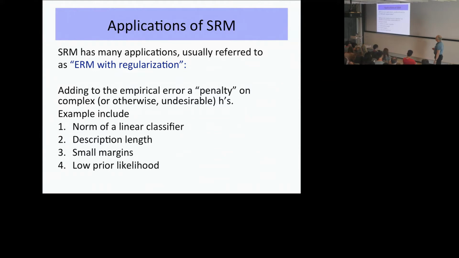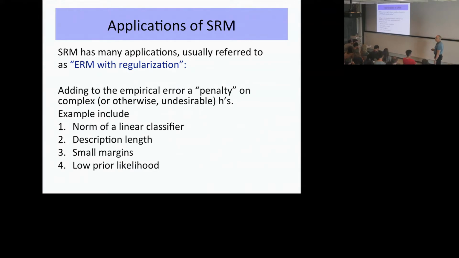And the penalty depends on how complex the H is. I can come up with different notions of complexity. I can talk about the norm of a linear classifier. This is just for people who have worked with linear classifiers. You know that we have penalization over the norm of the classifier, or regularization. Or description length. I'll talk a little bit more about description length in a minute.